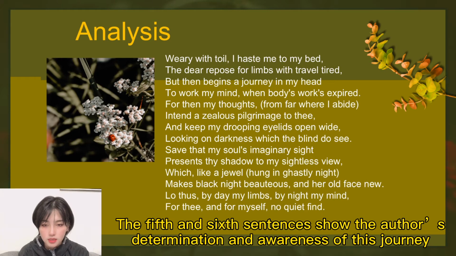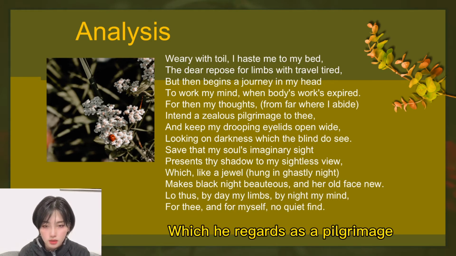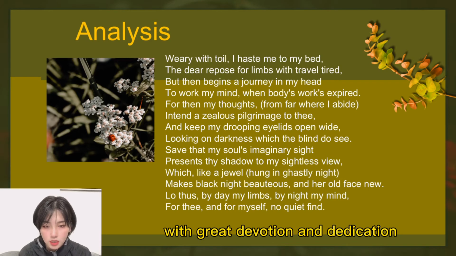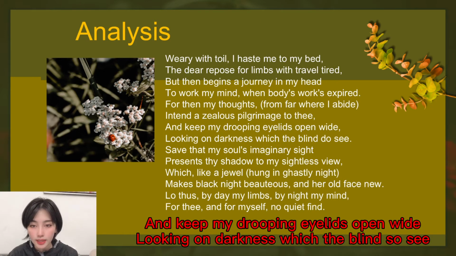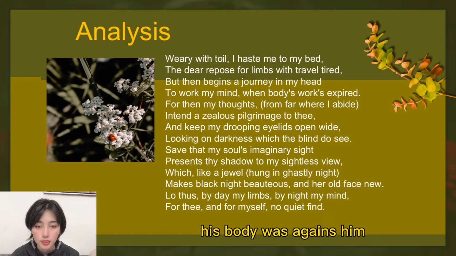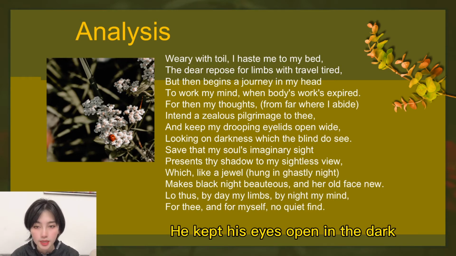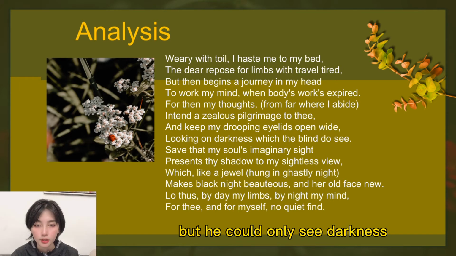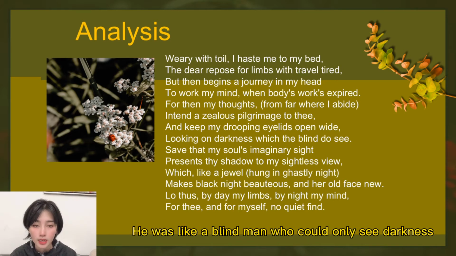Next two sentences: for then my thoughts, from far where I abide, intend a zealous pilgrimage to thee. The fifth and sixth sentence show the author's determination and awareness of the journey, which he regards as a pilgrimage with great devotion and dedication. Sentence 7 and 8: and keep my drooping eyelids open wide, looking on darkness which the blind do see. Although he wanted to close his eyes very much, his body was against him. He kept his eyes open in the dark, but he could only see darkness. He was like a blind man.